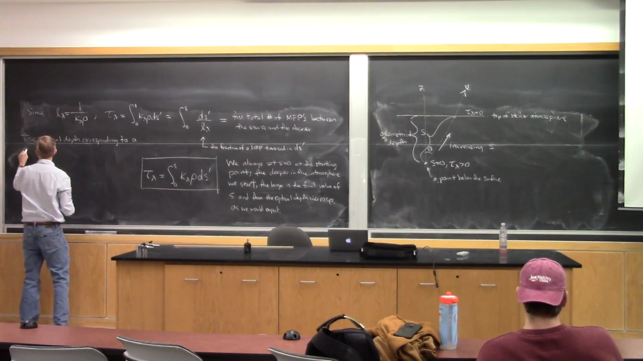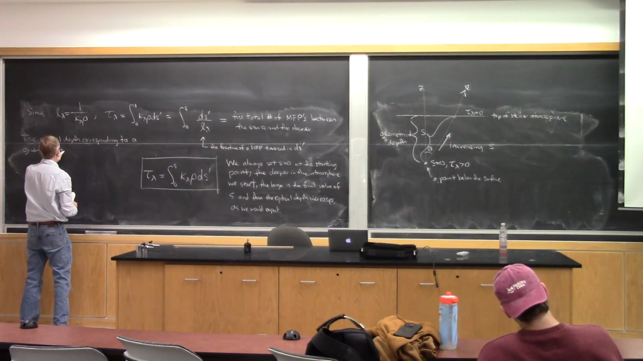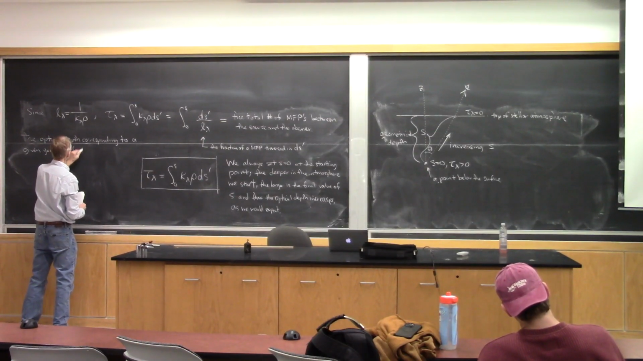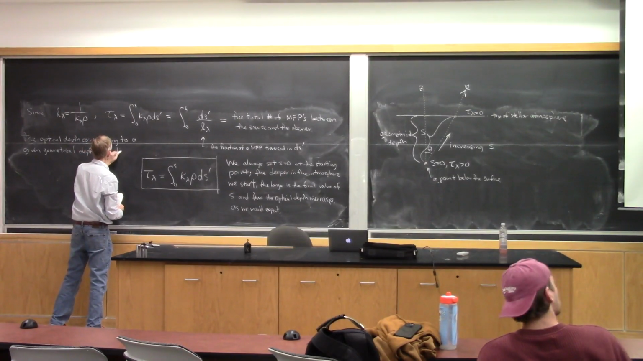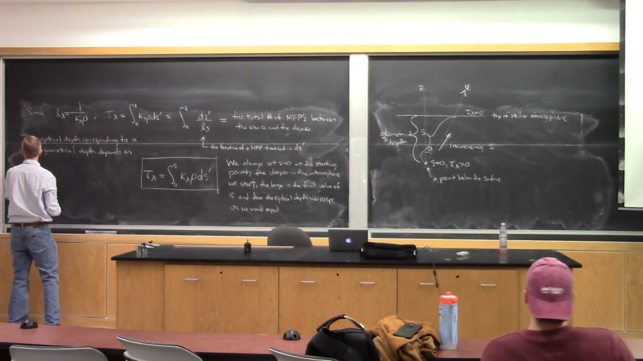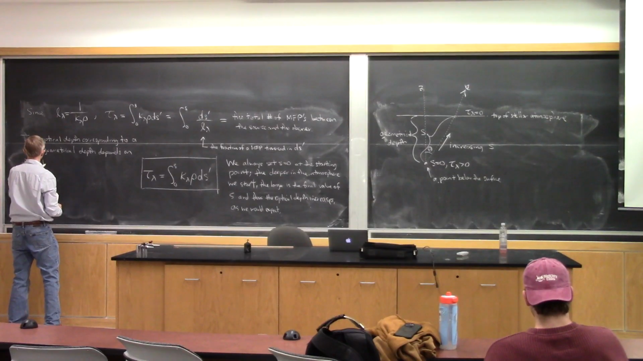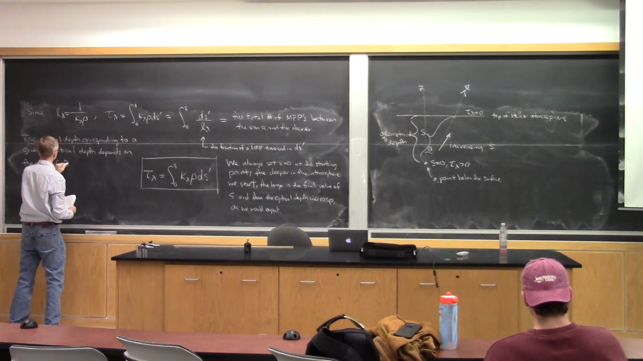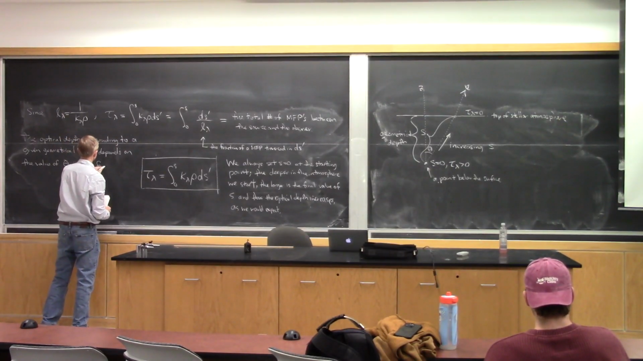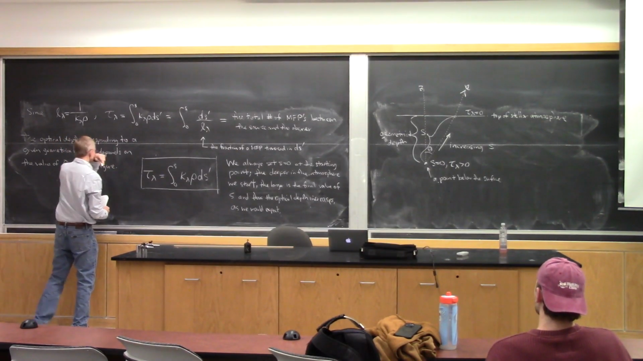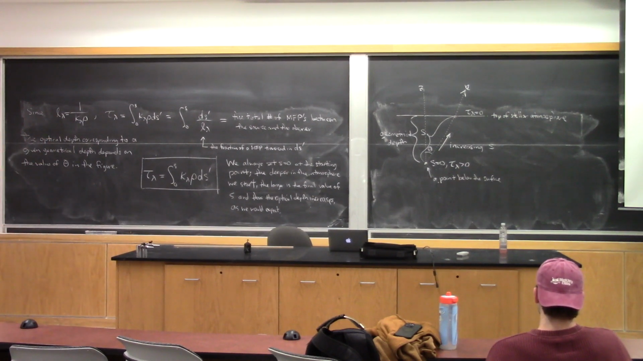Optical depth corresponding to a given geometrical depth depends on the value of theta in the figure. You're looking through a longer length of atmosphere if you're looking at angle theta away from the vertical.